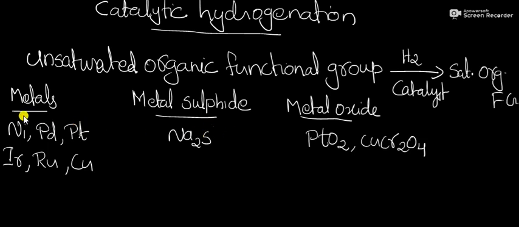What are the metals used in catalytic hydrogenation? Nickel, palladium, platinum, iridium, etc. are the simple metals used in catalytic hydrogenation. Sodium sulfide is the metal sulfide used in catalytic hydrogenation. Platinum dioxide and copper Cr2O4 are examples of metal oxides used in catalytic hydrogenation.